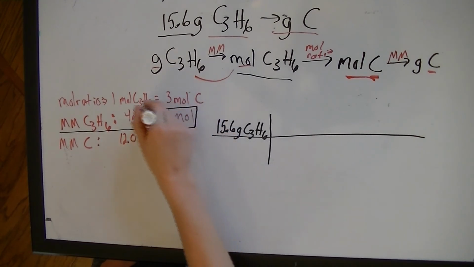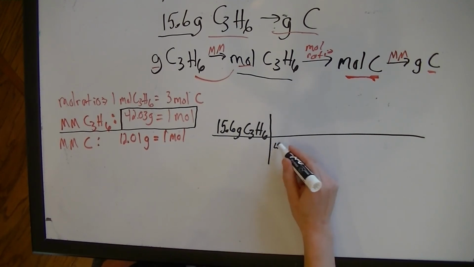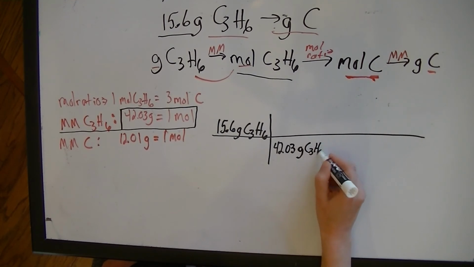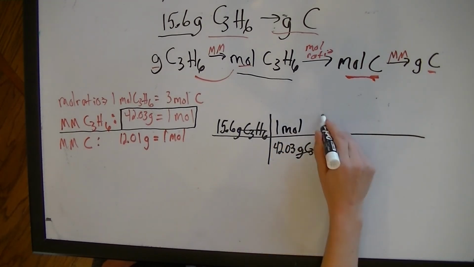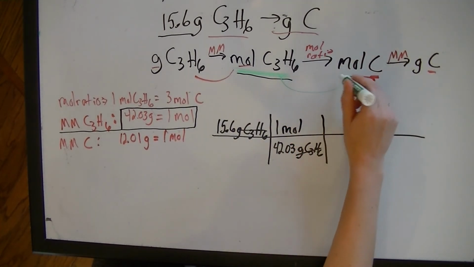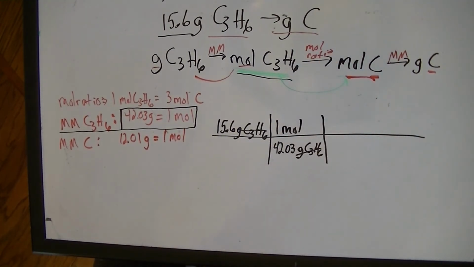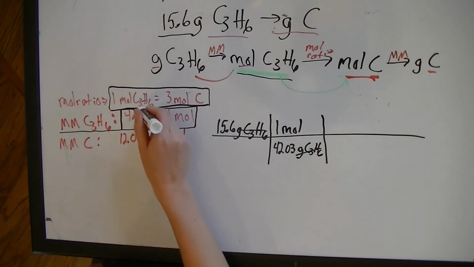Now I'm going to put the grams on the bottom, so the 42.03 grams is going to go on the bottom so that grams cancel. My 1 mole is going to go on the top. So now I am in moles of C3H6. My next step is to get to moles of carbon, and in order to do that, I'm going to use a mole ratio. The mole ratio I have written down over here says for every 1 mole of C3H6, I have 3 moles of carbon.